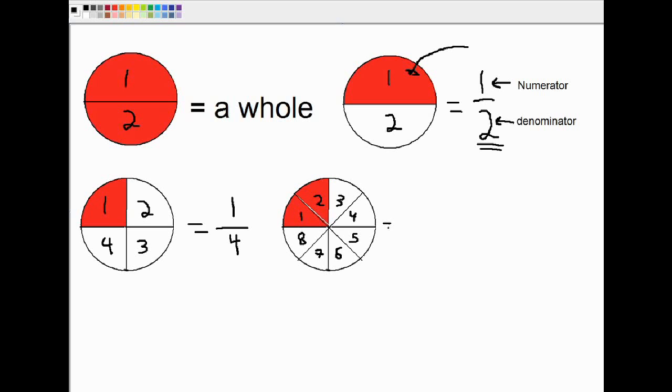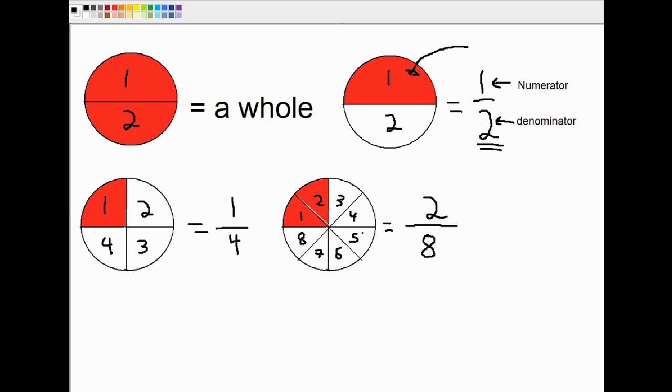So we can see here, if we want to represent this as a fraction, well, in the denominator is the total number of pieces the whole is divided into, which is 8. So the whole pizza is cut into 8 pieces, and how many of them are shaded? Well, now we have 2 that are shaded, so that goes in the numerator.